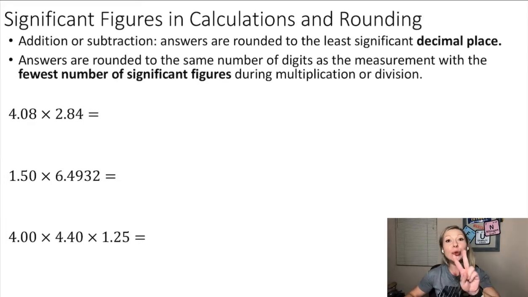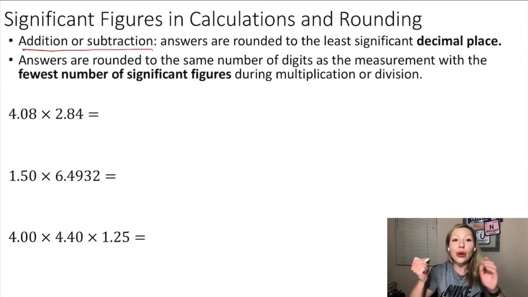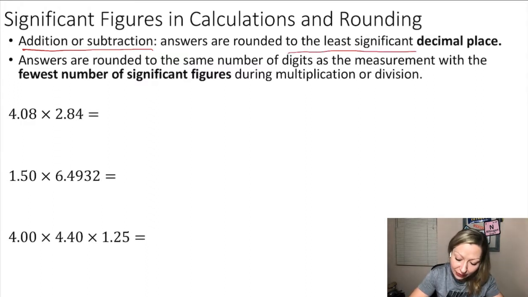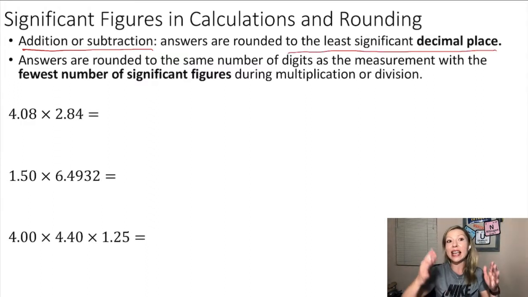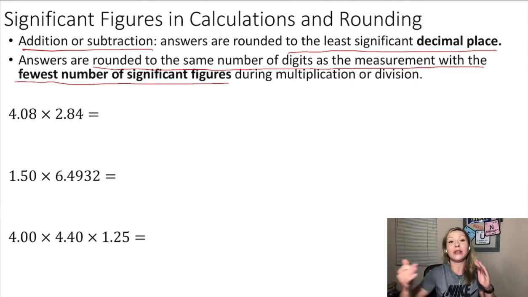Well, there are two rules that we have to keep in mind. The first one is for addition and subtraction. Your answers are rounded to the least significant decimal place in case of addition and subtraction. And the second rule is about multiplication or division. The answers are rounded to the same number of digits as the measurement with the fewest number of significant figures.